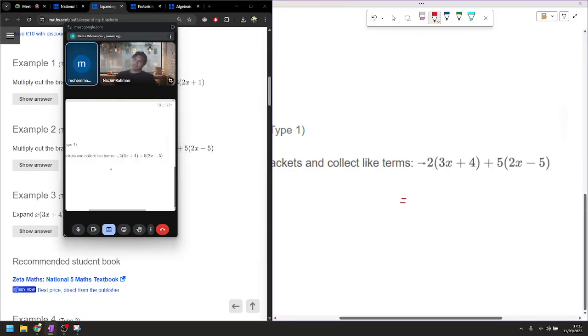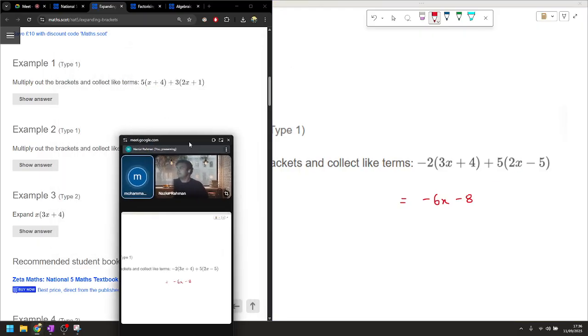Minus 2x. So you're going to do minus 2 times 3. 6x. Minus 6x. Good. Keep going. Then minus 2 times 4. Plus, no, minus 8. Minus 8. Good. And then we have the other bracket.